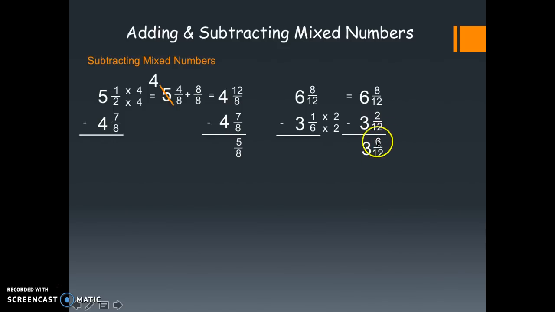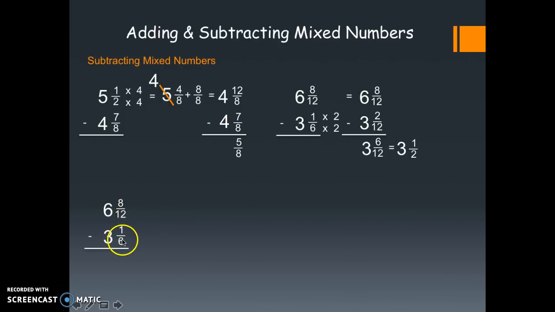I'm seeing that I have even numbers here. Those can be simplified, and I happen to know that I could divide top and bottom by 6. 6 is half of 12, so I simplify that to 3 and 1/2. Let's try one more.